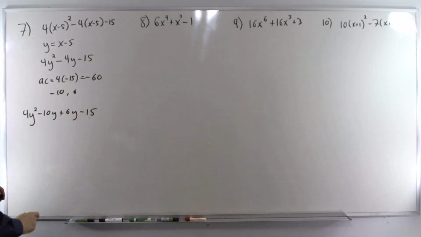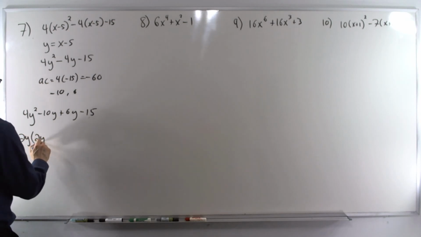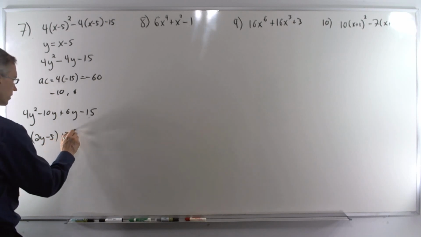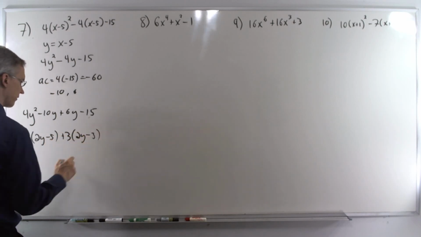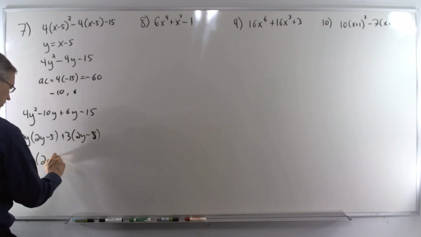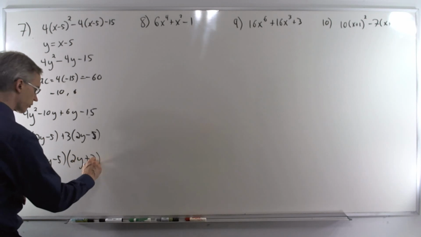Now I'll factor this by grouping, so I'll pull out a 2y here to get 2y minus 5, and over here we can pull out a 3 and get 2y minus 5. So there's our matching binomials. 2y minus 5 times 2y plus 3.